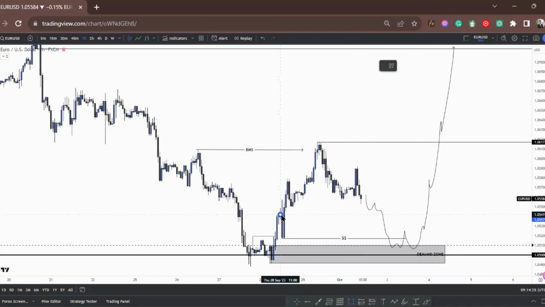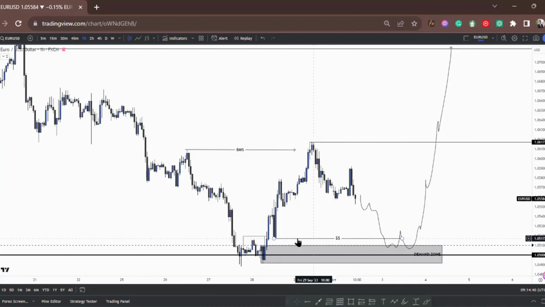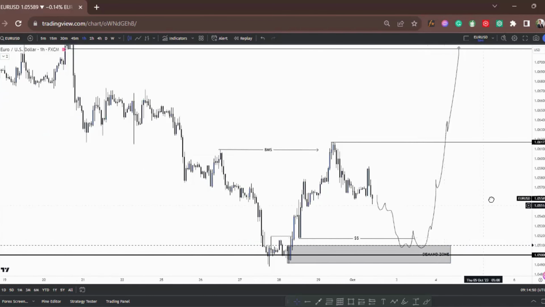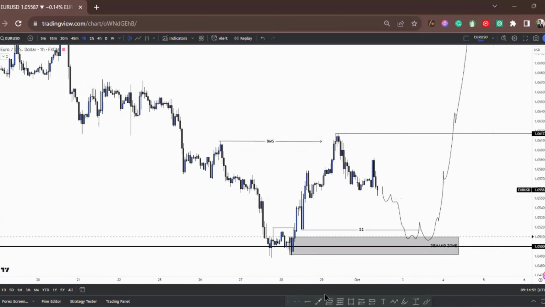So the same inducement demand area or inducement supply area that we saw on DXY, we have a similar one on Euro USD. So I would love them to come in, use this as an inducement, take out this liquidity over here and then tap into this demand area over here. Okay, to this demand zone, and then we'll be looking for buying opportunities over there.